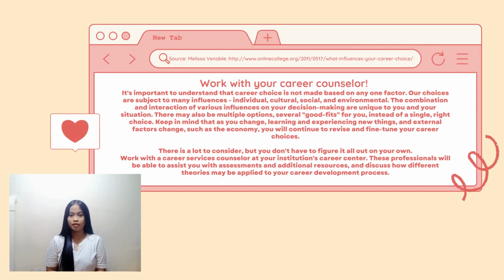It's important to understand that career choice is not made based on any one factor. Our choices are subject to many influences: individual, cultural, social, and environmental. The combination and interaction of various influences on your decision making are unique to you and your situation. There may also be multiple options, several good fits for you, instead of a single right choice. Keep in mind that as you change, learning and experiencing new things, and as external factors change, such as the economy, you will continue to revise and fine-tune your career choices.